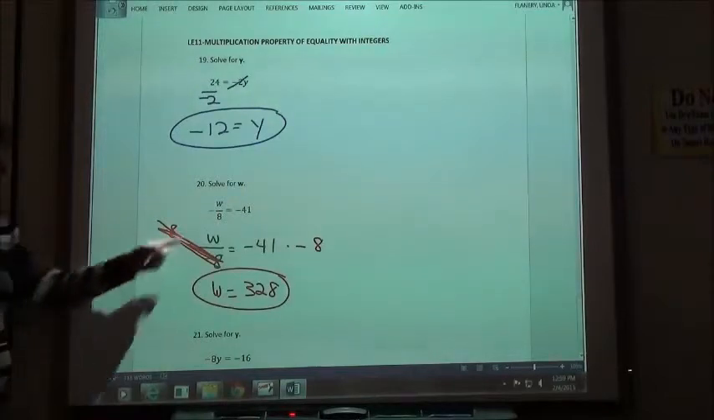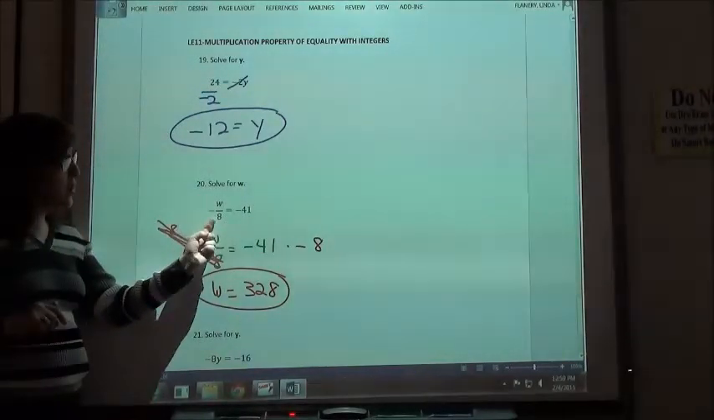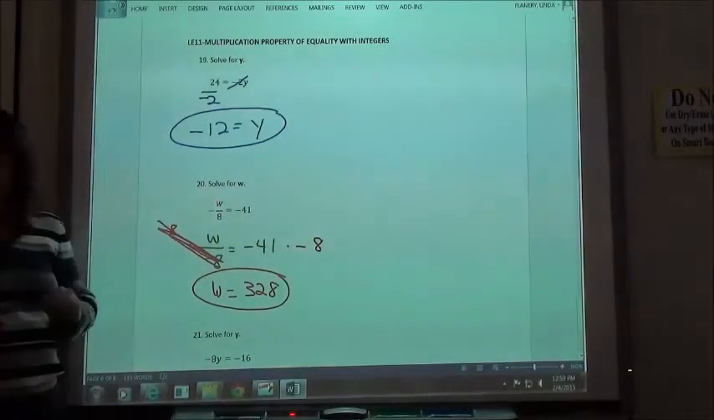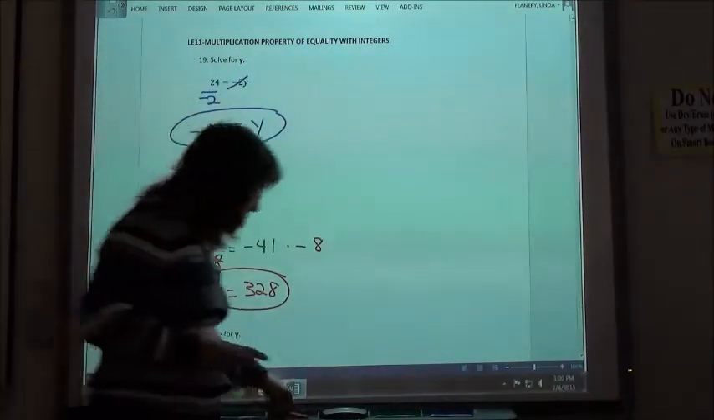So, one of the few times when you have a fraction, you actually want to put the negative with the bottom number because you want to solve it for the w, and you don't want the negative with the w.